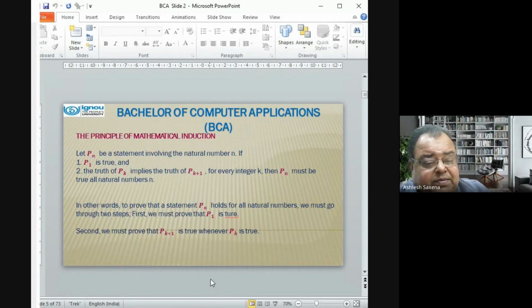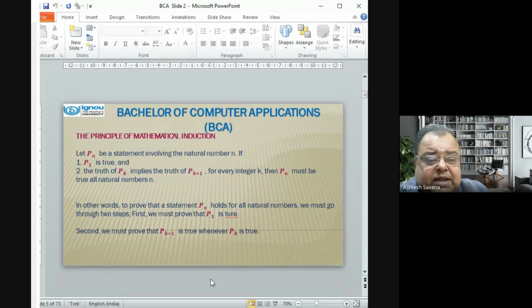First one is P1. Replace n is equal to 1 and you will get what has to be proved. If that is true, then it will be true for Pk. And if it is true for Pk, then it will be true for Pk plus 1. For every integer k, Pn must be true for all natural numbers n.